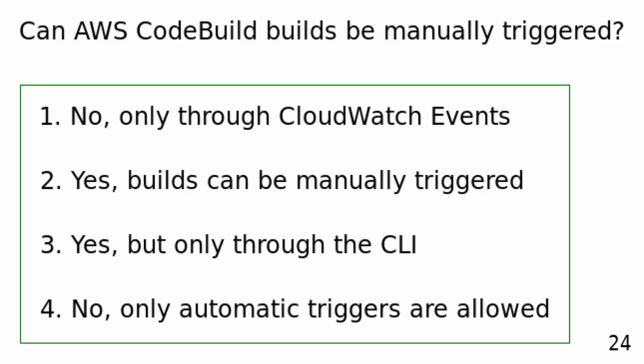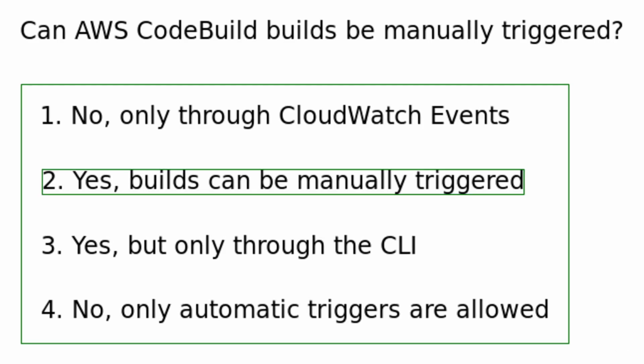Can AWS CodeBuild builds be manually triggered? No, only through CloudWatch events. Yes, builds can be manually triggered. Yes, but only through the CLI. No, only automatic triggers are allowed. You can manually trigger builds in AWS CodeBuild through the console, CLI, or SDK.